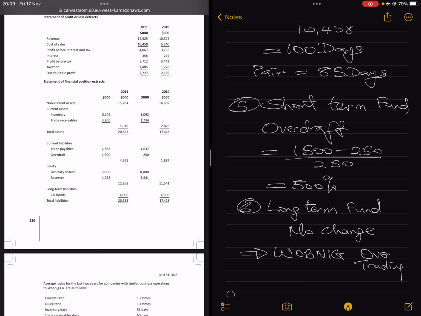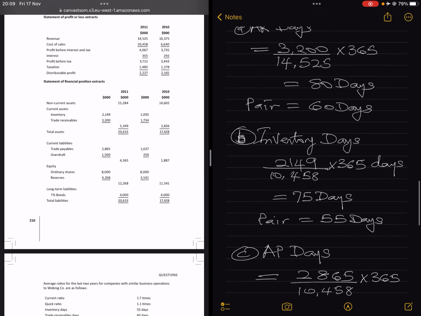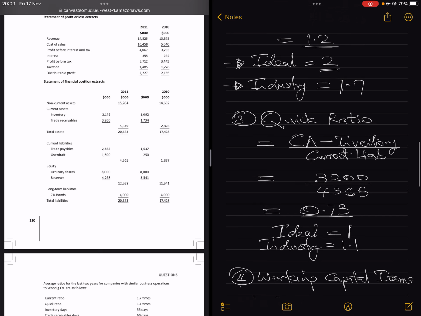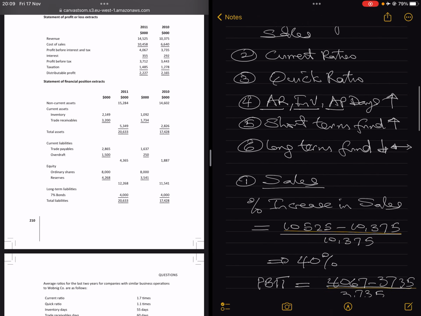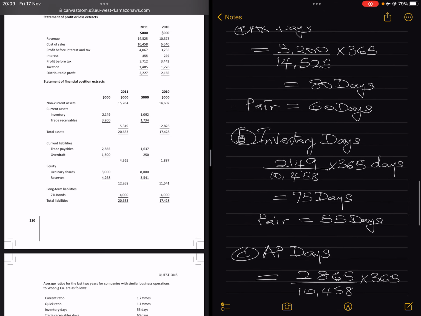None of these factors has given us any doubt. It's crystal clear that it's overtrading. So anytime you have a question checking whether a company is overtrading or not, these are the ratios that you have to compute. And you have to always compare them either with the previous year or with the industry average. If you have the industry average, it is the best thing to compare with, right? And that is a clear indication that this company is overtrading.